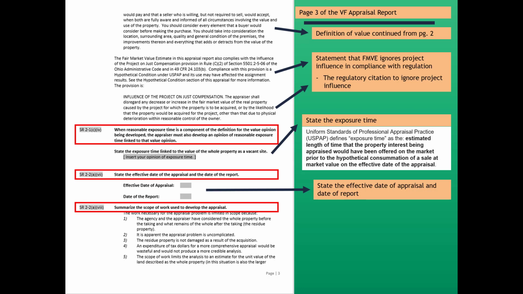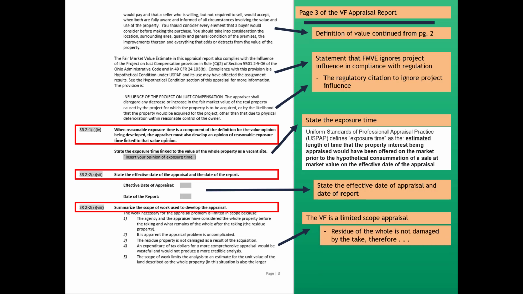Next USPAP standard, 2-2A-VIII: summarize the scope of work used to develop the appraisal. The value finding is a limited scope appraisal. The residue of the whole is not damaged by the take, therefore, the scope is limited to an estimate of the unit value of the whole property as a vacant site.